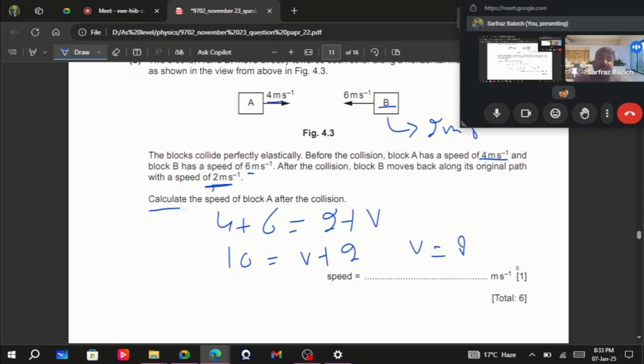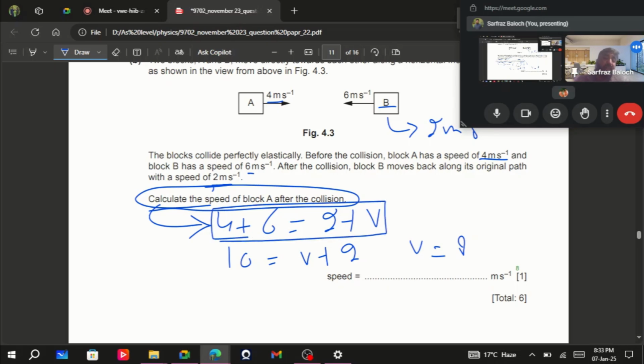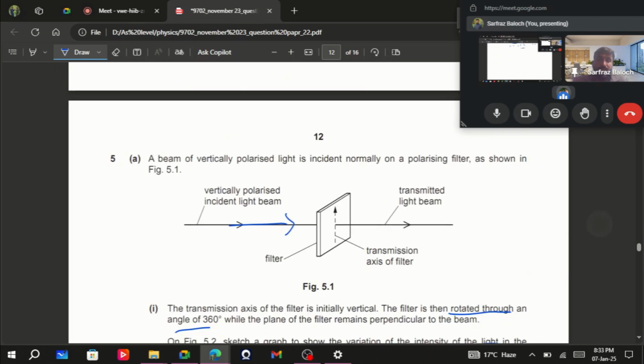Here we have used that one which I told you, the relation which we deduced from the law of conservation of kinetic energy. Here you can see that you have just added up the velocities. Velocities before equal to velocities after. Okay, see next.